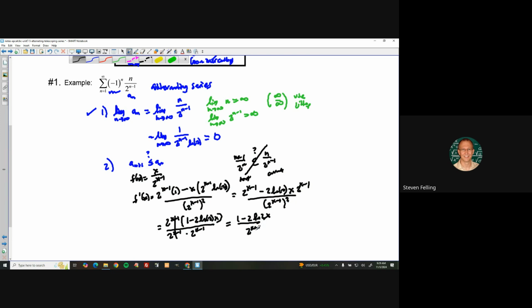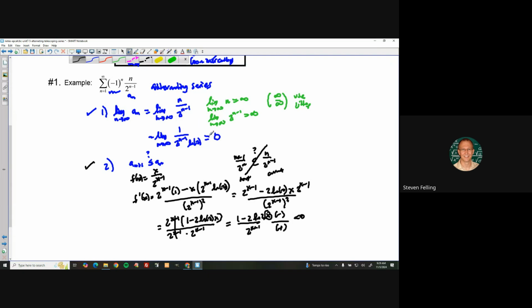Okay, the bottom of this will be 2 raised to some power, so that will be positive. The top will be negative because this x, once we're past 2 times natural log of 2, is going to be larger than 1, so this is negative. So this is less than 0, and therefore this is met as well. So both conditions for the alternating series test are met.